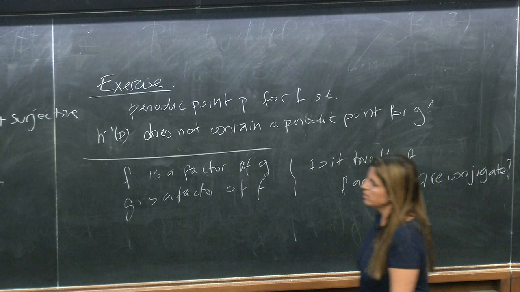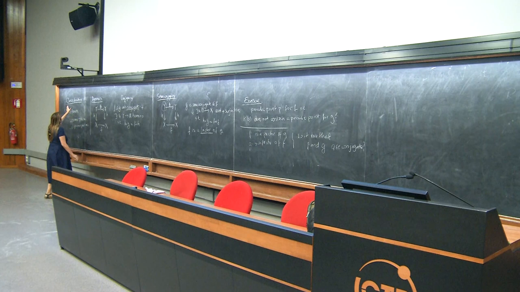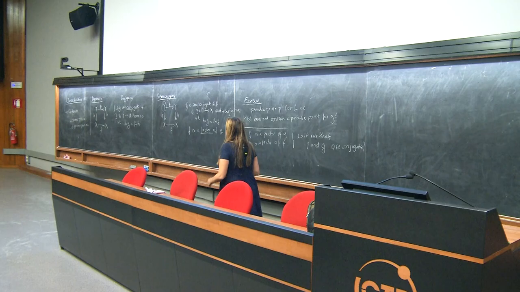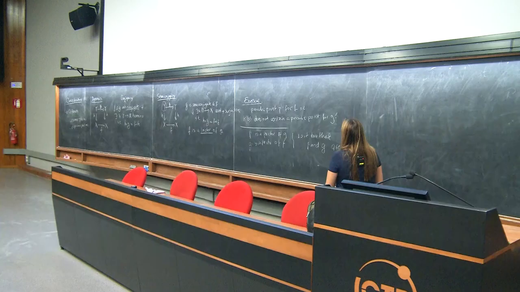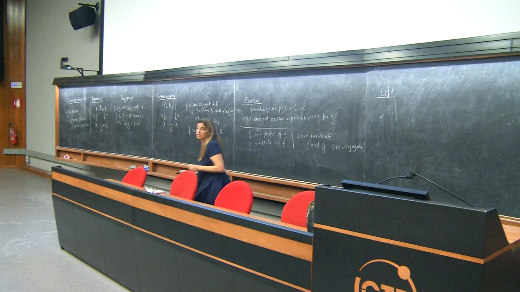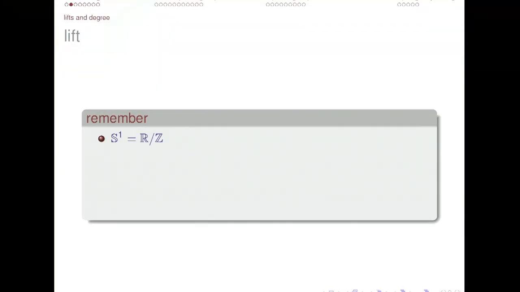Okay. Anyways, conjugacy and semi-conjugacy will be useful to classify maps. And so let's begin with, Corina has begun with the description of maps on the circle and on the interval. So forgive me if you are already very familiar with this, but I want to introduce the lift of a map in the circle. You remember that the circle, as Corina has said, you can see the circle as this quotient between the reals and the integers. And you have this projection.